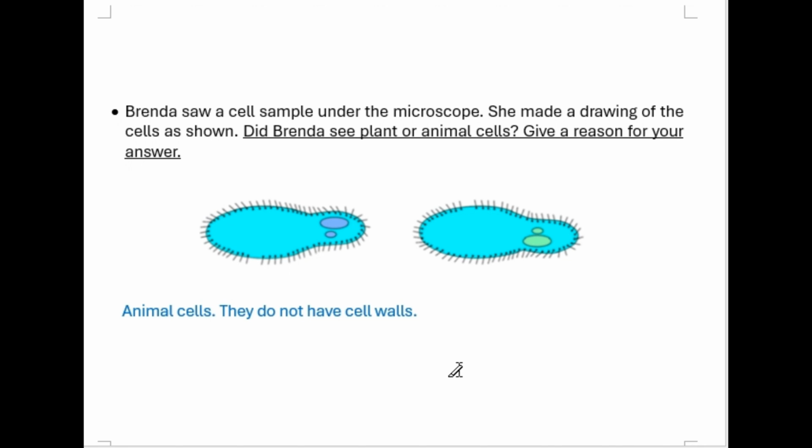Brenda saw a cell sample under the microscope. She made a drawing of the cells as shown. Did Brenda see plant or animal cells? Give a reason for your answer. Animal cells. They do not have cell walls.